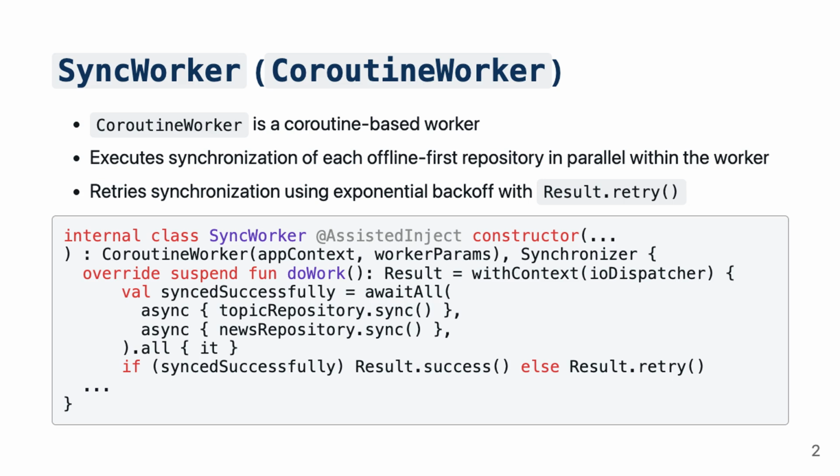Do work is where the actual processing happens, and it runs the synchronization of each repository in parallel. It also implements retries with exponential backoff using the retry function. Exponential backoff is a method of retrying while increasing the interval between attempts.